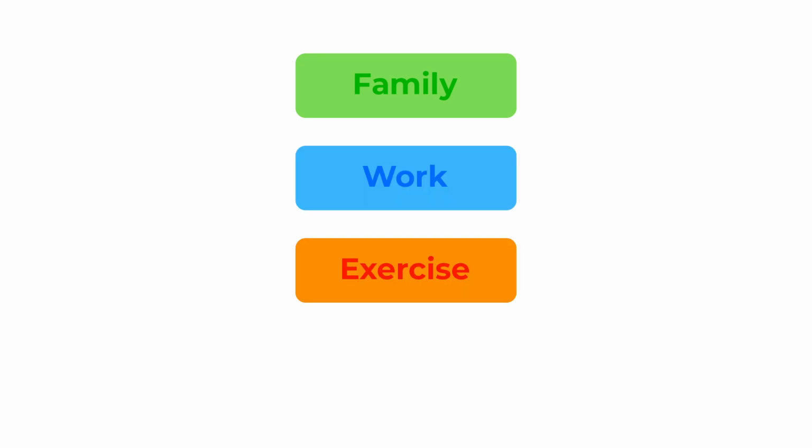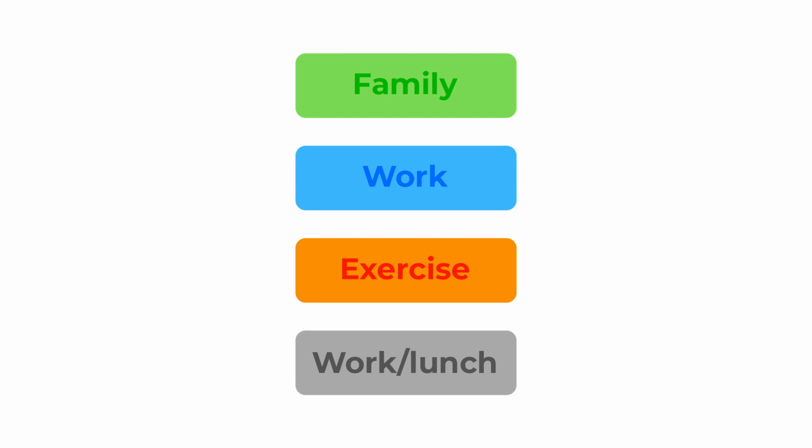So here's the color coding approach I like to use to see exactly where my time is going in a very quick visual way. Green blocks are for family, blue for work, orange for exercise, and gray for work and lunch.